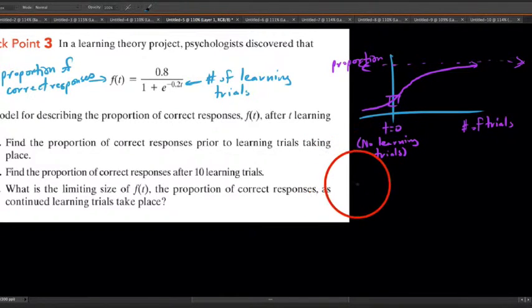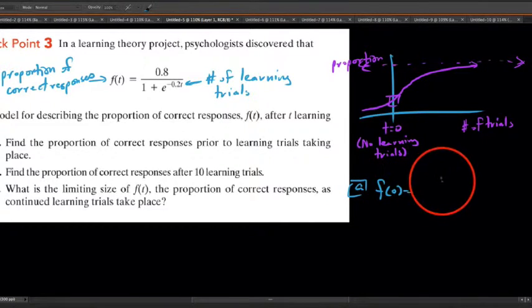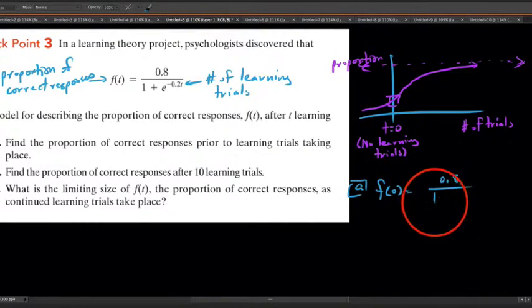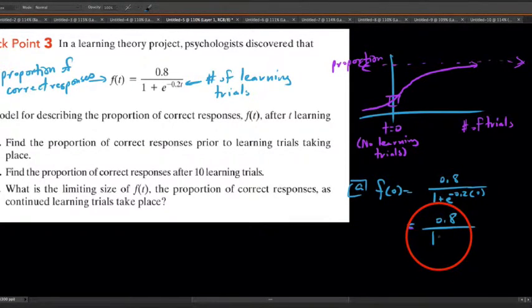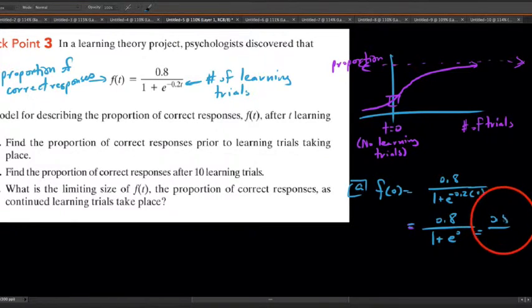So really what we're going to say for part A here is this. We're going to say f of 0, and what we end up with is 0.8 over 1 plus e to the negative 0.2 times 0. And so essentially on the bottom here, let's see what we get. We get 0.8, and we get 1 plus e to the 0. And really that's just a 2, I would think. So we'd say 0.8 over a 2 really gets us 0.4.